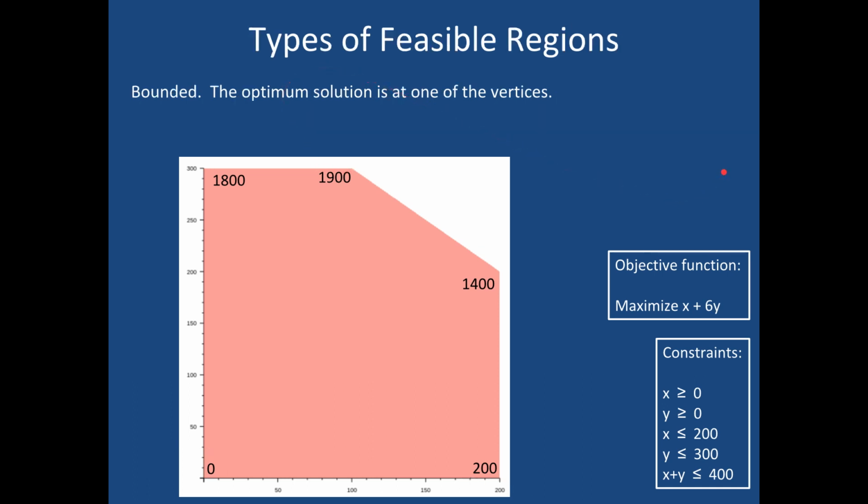So I just want to define a couple terms for you, and then we'll be done. We've talked about feasible regions. There are several types of feasible regions. First of all, there's a bounded feasible region, finite. That's what we've been looking at here. And in a bounded feasible region, the optimal solution is going to be one of the vertices. That's what we just argued.